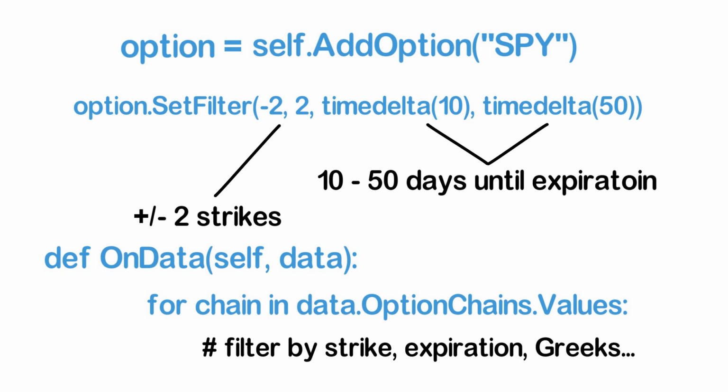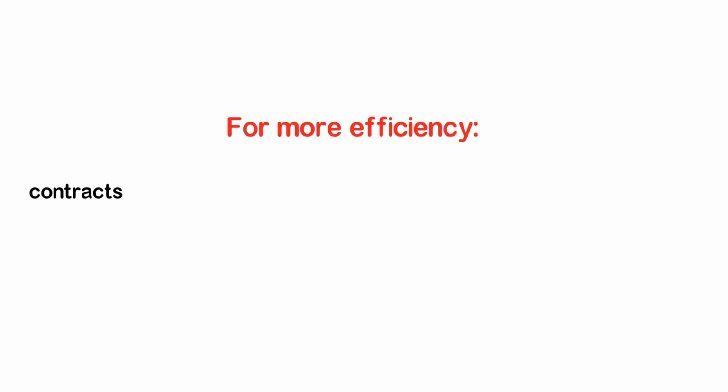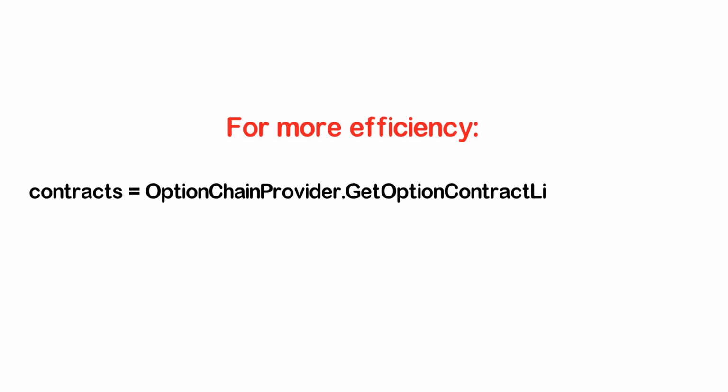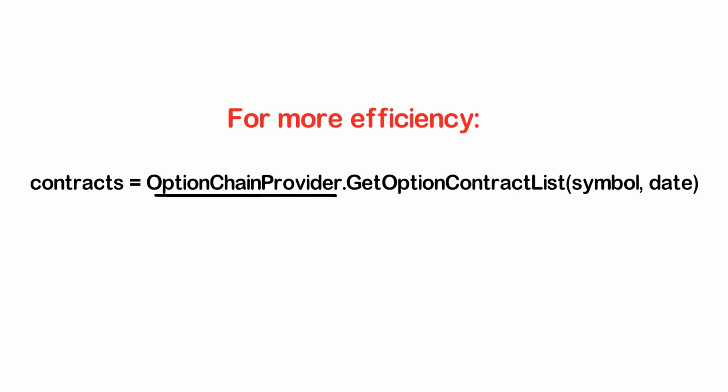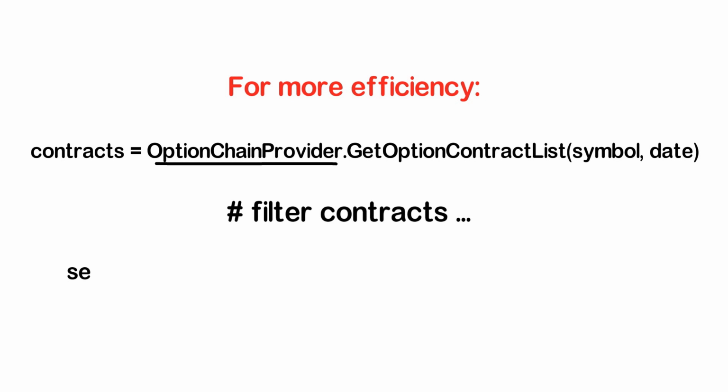The problem with using add option and set filter is that it adds a lot of option data to your algorithm that you might not actually need if you only intend on trading one or two contracts. That's why QuantConnect also offers an alternative that allows you to only add the data for individual options to boost efficiency and backtest speed. This method uses the so-called option chain provider. The option chain provider allows you to get the list of available option contracts for one security on a specific date. You can then filter this list to find a particular contract that you're interested in.